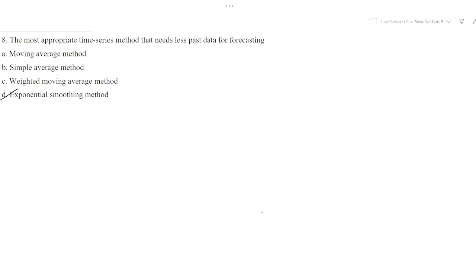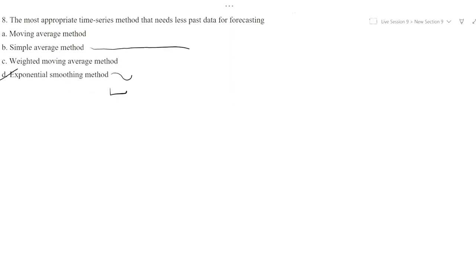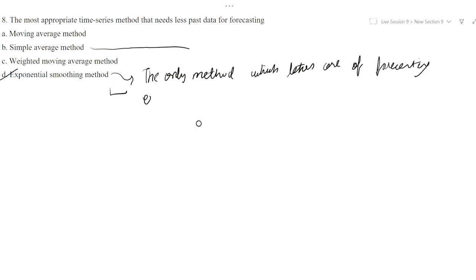So we discussed the last question in the simple average method, moving average method, weighted moving average method, exponential smoothing method. We have already discussed all the formulas. So we will just understand the methods in the coming questions. This is the only method which takes care of forecasting error.